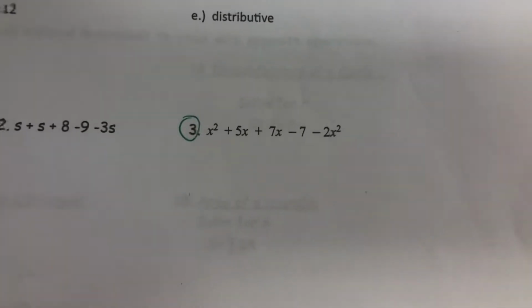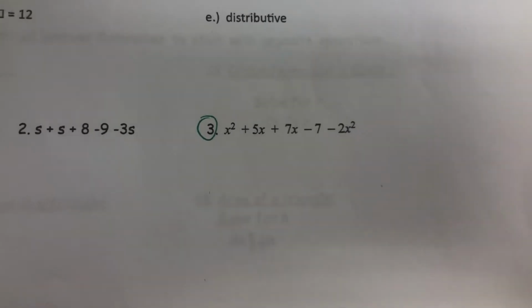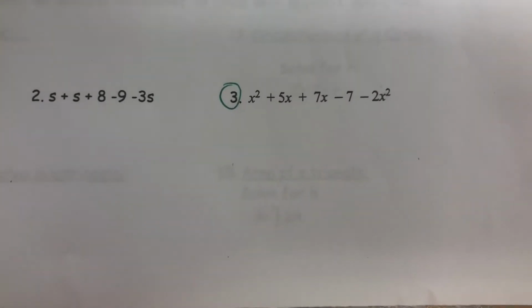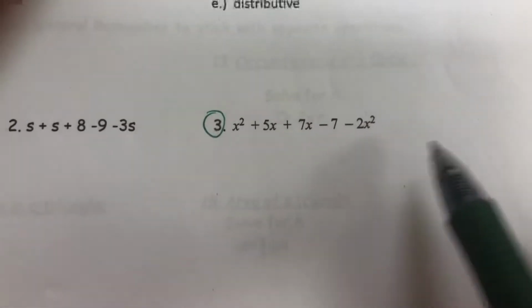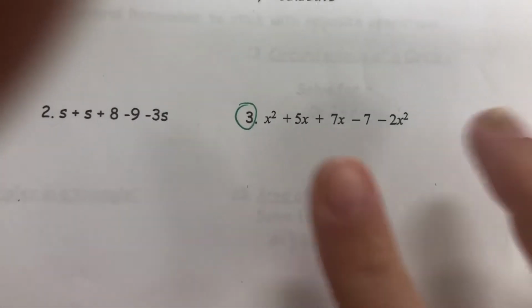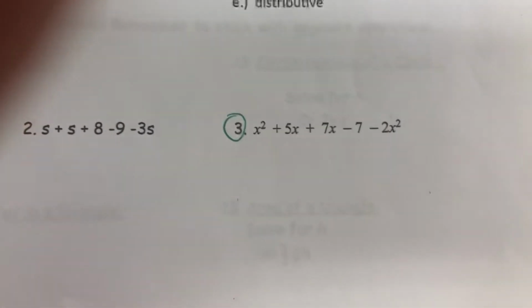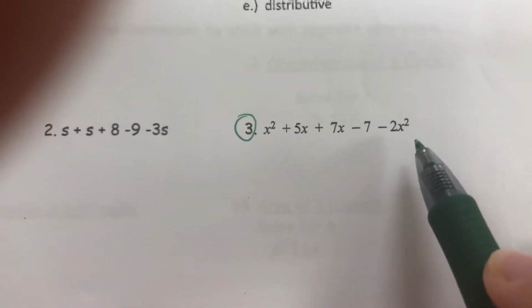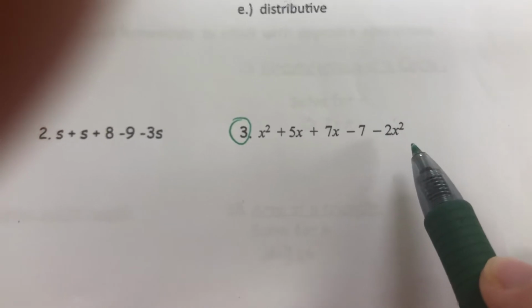Another thing to stress is simplifying is done when doing expressions, and expressions do not have equal signs. So notice how there's no equal sign here, there's no equal sign there. You shouldn't end with something like x equals a number because you're just simplifying. Simplifying means you're taking the equation and you're making it smaller. So in this case, we have a whole bunch of values and we want to simplify. So we want to combine like terms.